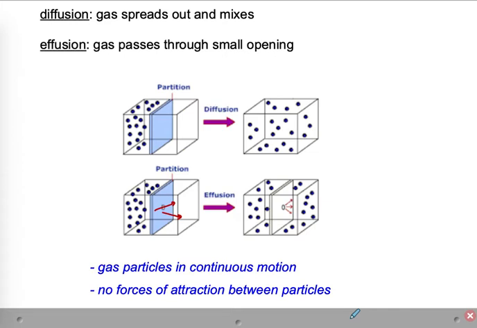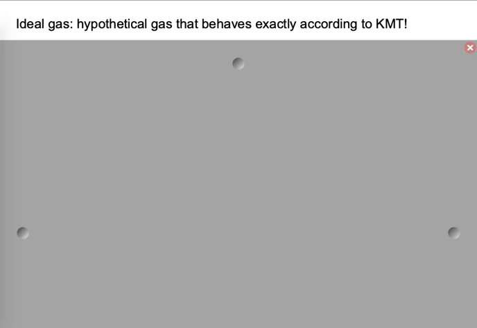Now, let's sum all this up. All of this leads to the concept of what's called an ideal gas. An ideal gas is a hypothetical gas that behaves exactly according to the kinetic molecular theory. So if you think of those 5 assumptions of the kinetic molecular theory we talked about a few minutes ago, if a gas does every single one of those perfectly, then it's an ideal gas.